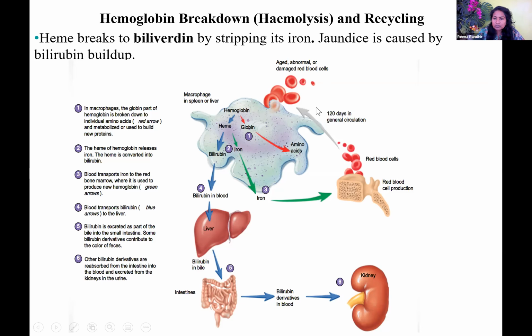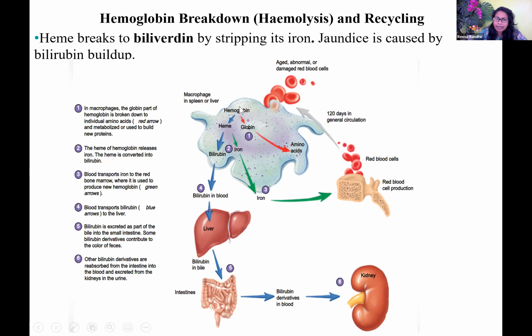The breakdown and recycling of RBCs or erythrocytes is called hemolysis. And again, the story of recycling is very interesting. I just showed you the structure of hemoglobin. It has the 4 proteins and the heme group, right? So the macrophages found in the spleen, the spleen is the graveyard. The spleen is the main recycler of RBCs in your blood. Also some lymph nodes and the liver.